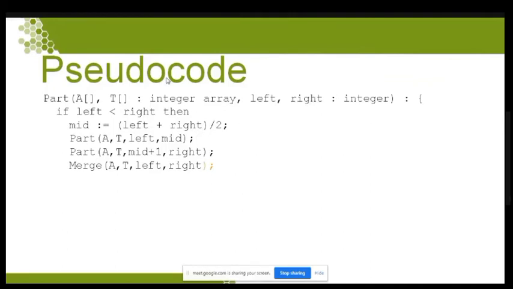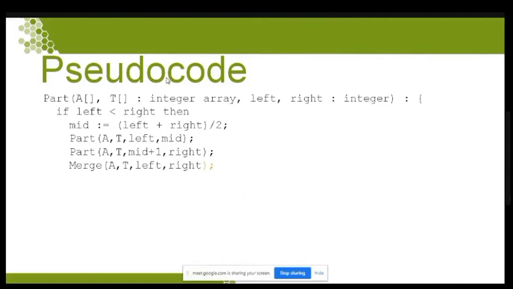left and right. Okay, if left is less than right, then what we have to do is find a mid element. What is that mid element? Left plus right, that is, we have already told you, if it is indexing, 0, 1, 2, 3, 4, 5, 6, 7.